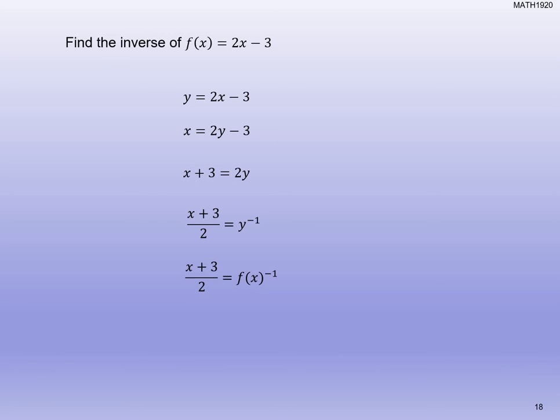So we calculated the inverse function from the original function by writing it in terms of y, swapping x and y, and solving that equation for the new y, which gives us the inverse function. Let's do another example of that. Find the inverse of f of x equals the cube root of x minus 1.